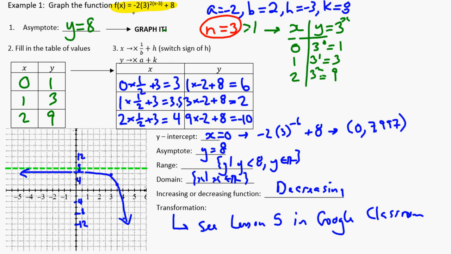Reflected with the x-axis, vertically stretched by a factor of 2. Those are my a values. My b value horizontally compressed by a factor of 1/2. Horizontally shifted 3 units to the right, and finally vertically shifted up 8 units. So there it is. I just said them. I'm not going to write them down, but if you want to see them, they are in Google Classroom.